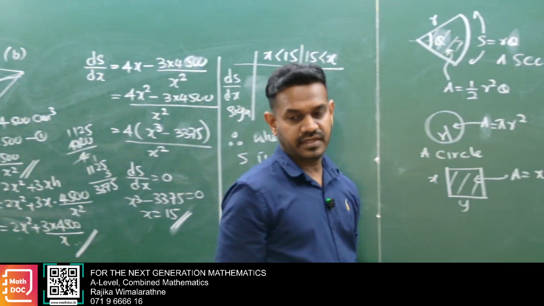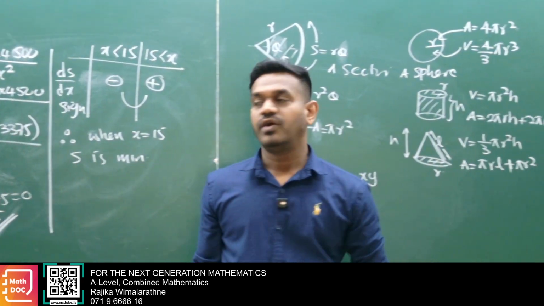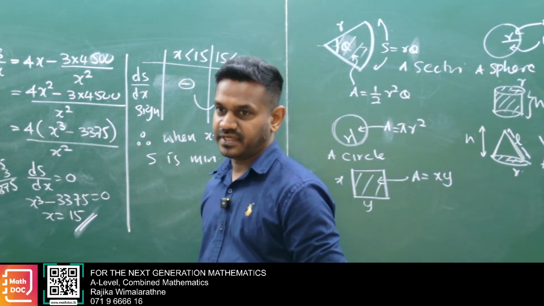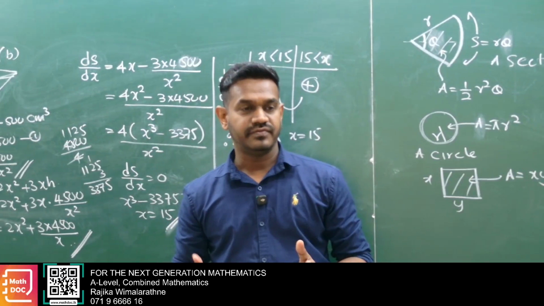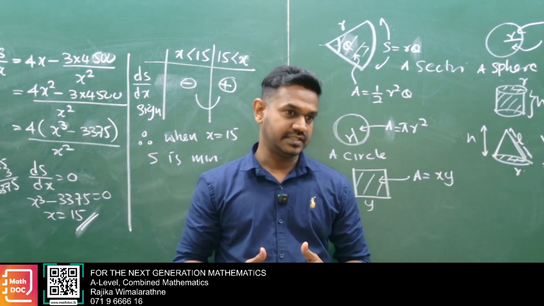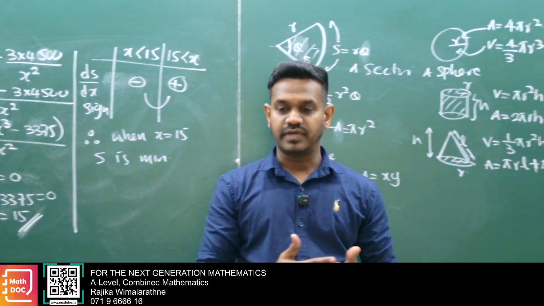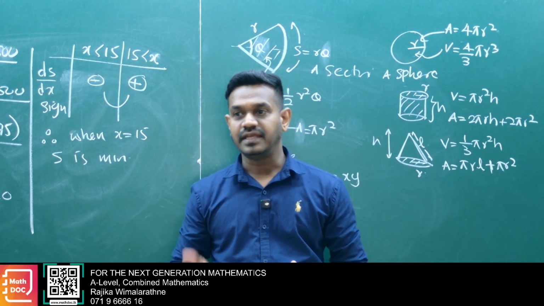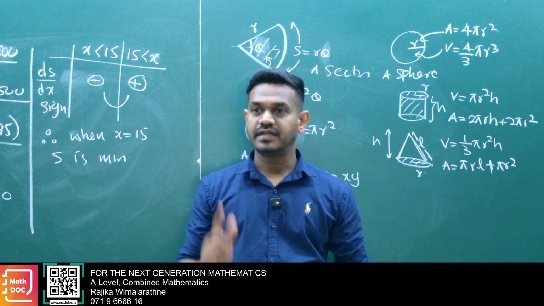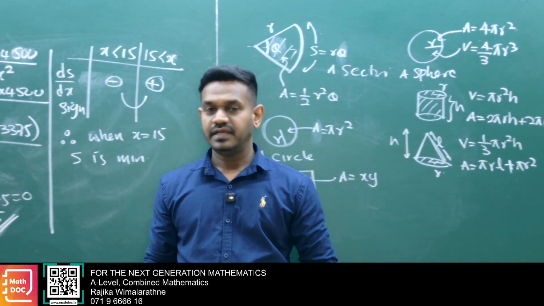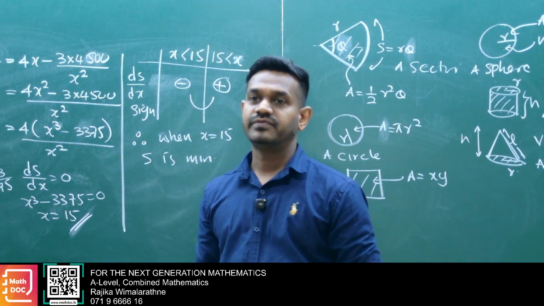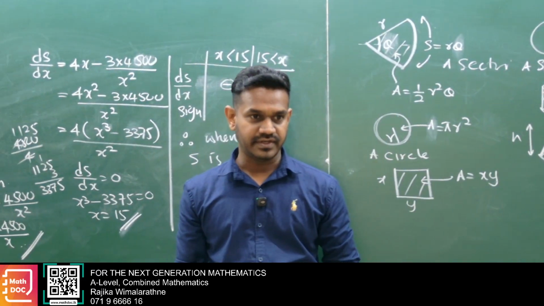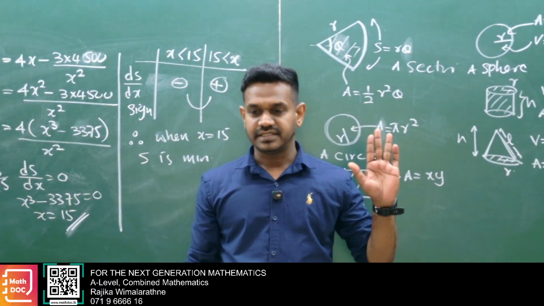Okay, then you can analyze that all these questions are similar types. First we have to build the function, then convert it into a single variable, then differentiate and equate to 0, then find the critical value. Finally you have to check the sign of the derivative. Okay, let's have a small interval.